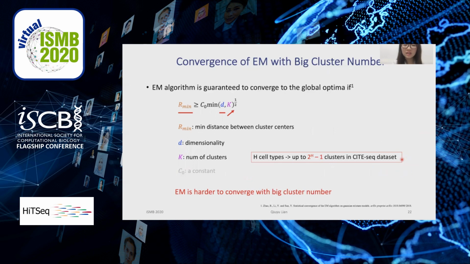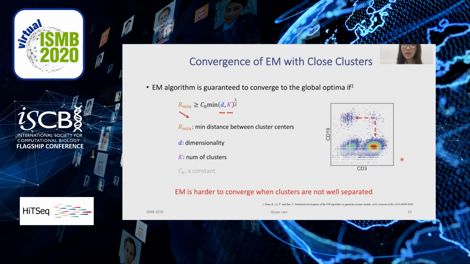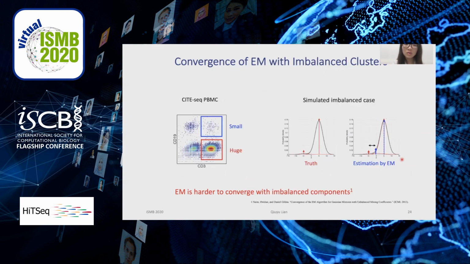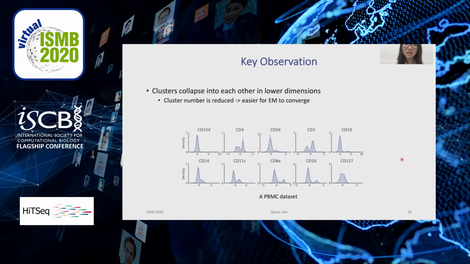Given the CITE-seq dataset, which contains lots of clusters, and given ACT clusters are not well separated from other clusters, also given there exists a huge imbalance in the CITE-seq dataset, it should not be surprising that GMM does not work well in the CITE-seq surface marker dataset. Well, we observe that if we inspect data in lower dimensions, we notice that clusters collapse into each other. This reduces the cluster number and makes clusters more balanced. Both of them will make it easier for EM to converge.